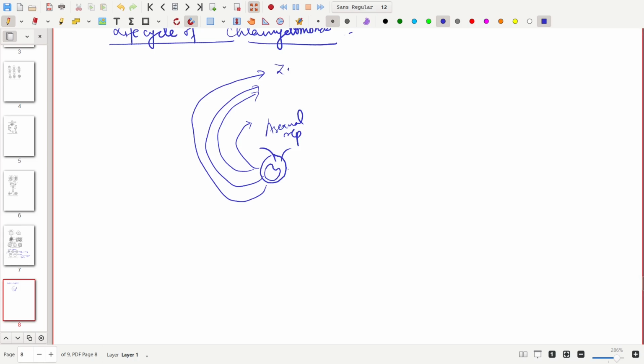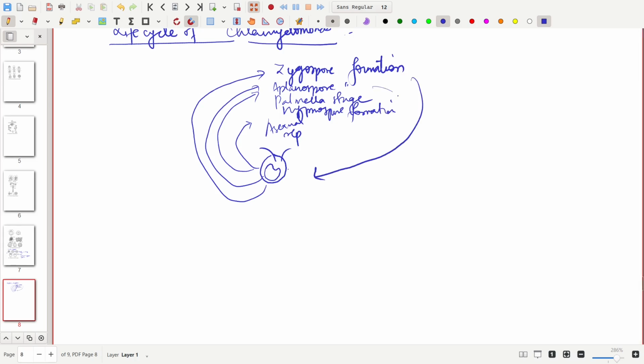First was the zygospore formation. For detail, you can watch my previous videos. Then planospore formation, palmella stage, and hypnospore formation. In this way, there are four types of asexual reproduction, and in the case of sexual reproduction, by one of the types, that is oogamous.